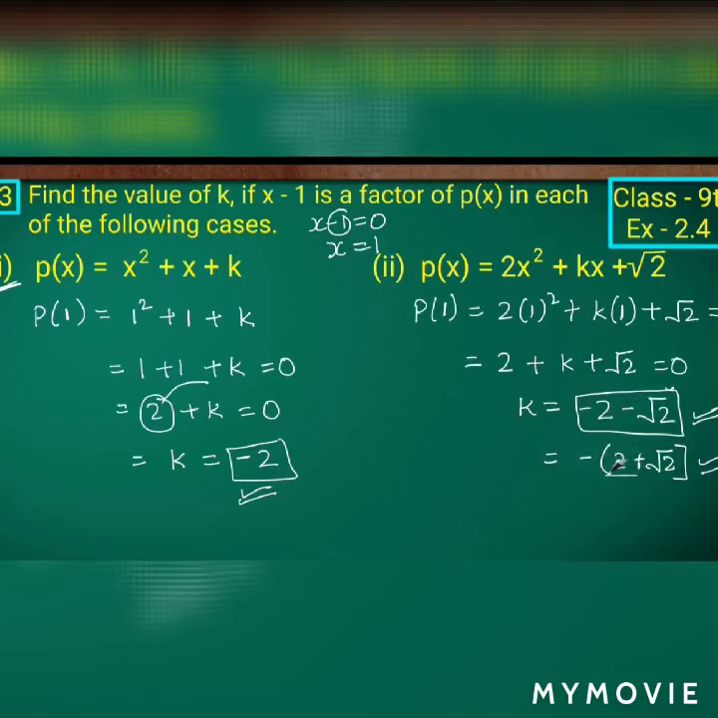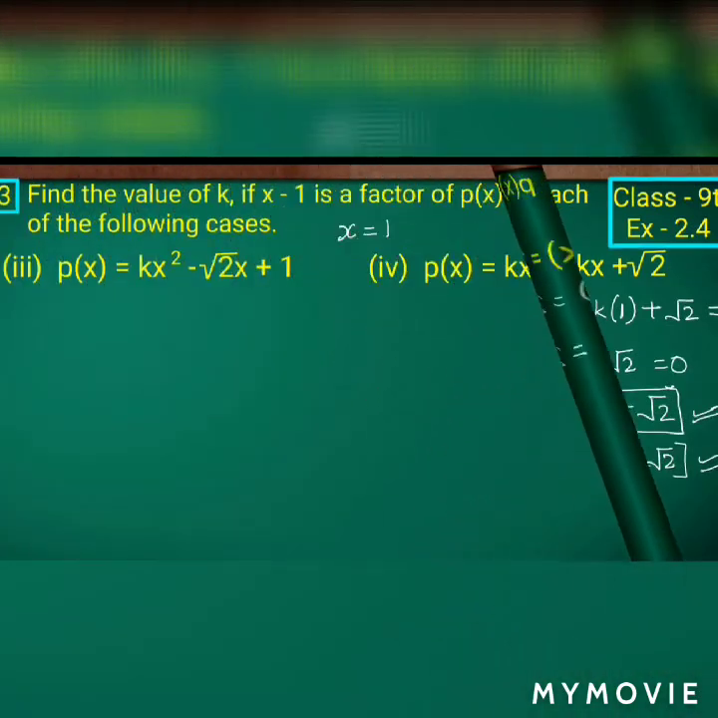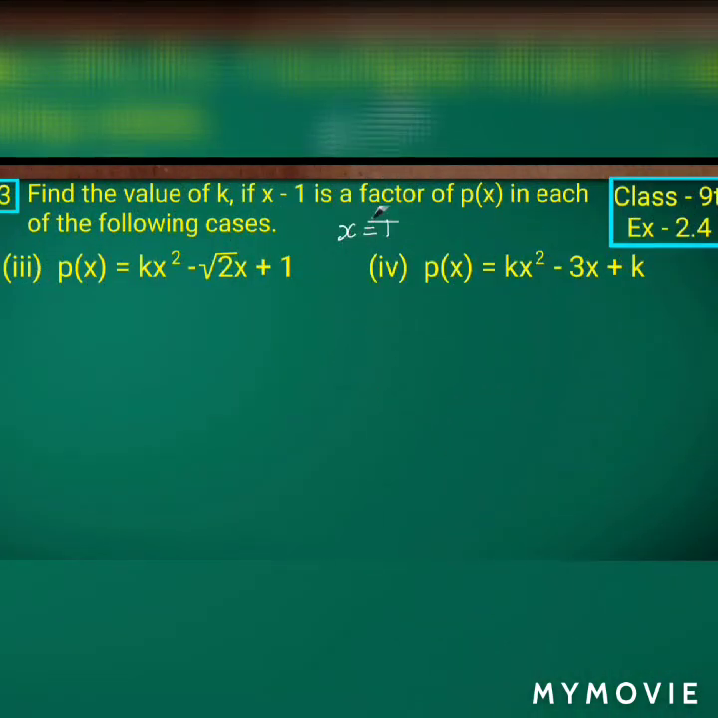The thing is, the factor should be equal to 0. At that time we have to find the value of the variable that should be substituted in the given polynomials. And the third one is, so x is equal to 1, already we know that. So p of 1, which is equal to k into 1 square minus root 2 into 1 plus 1. So it should be equal to 0.